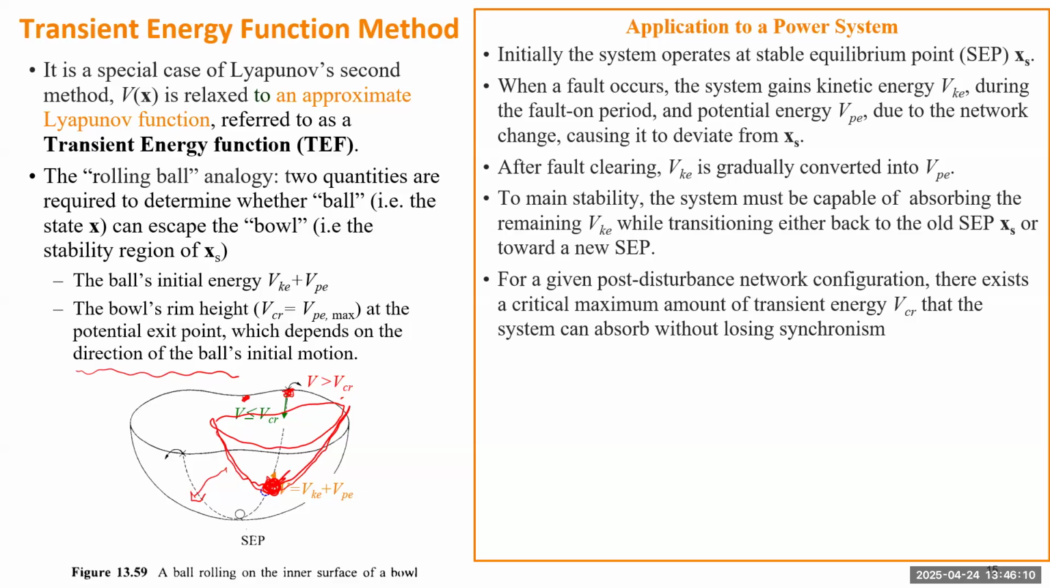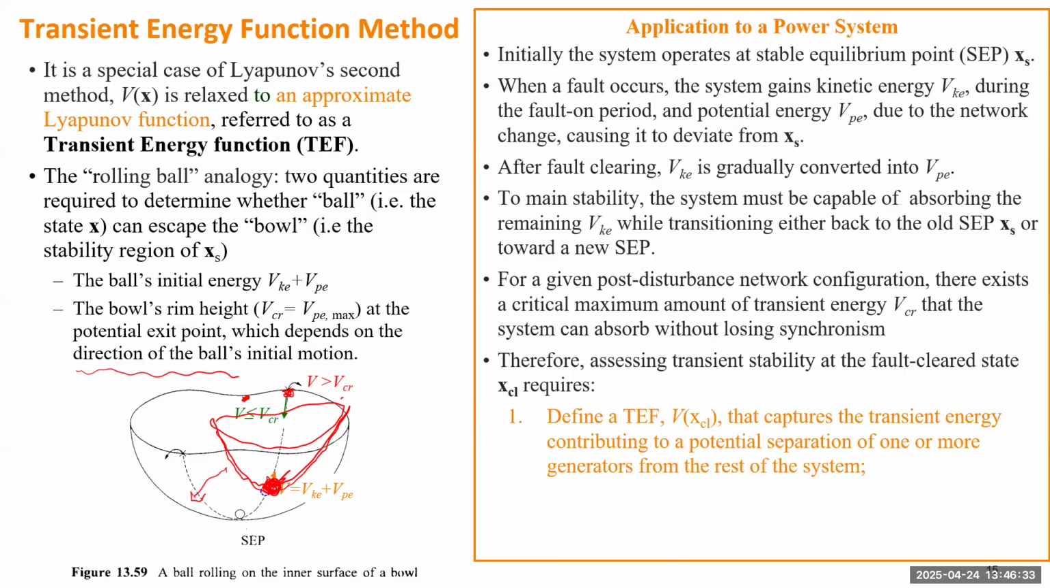For a given post-disturbance network configuration, there exists a critical maximum amount of transient energy, V critical, that the system can absorb without losing synchronism. Therefore, assessing transient stability at the fault clear state, for example, S clear, requires first that we define a transient energy function.